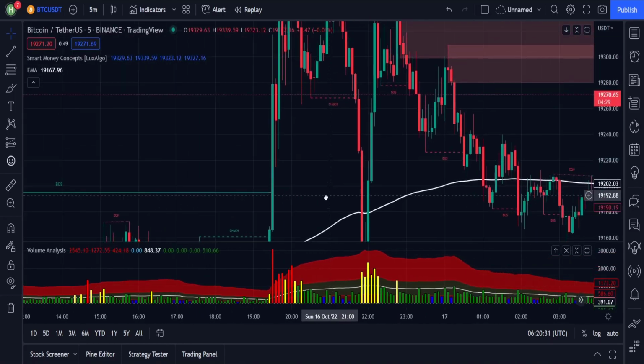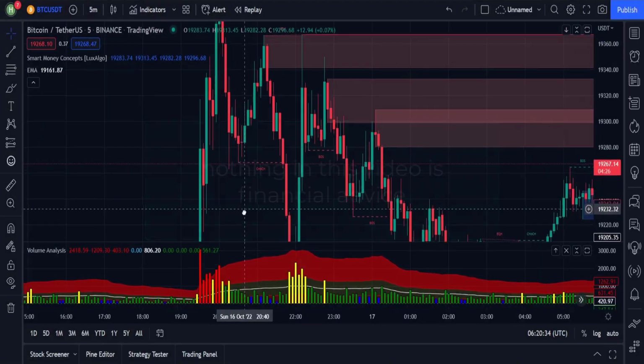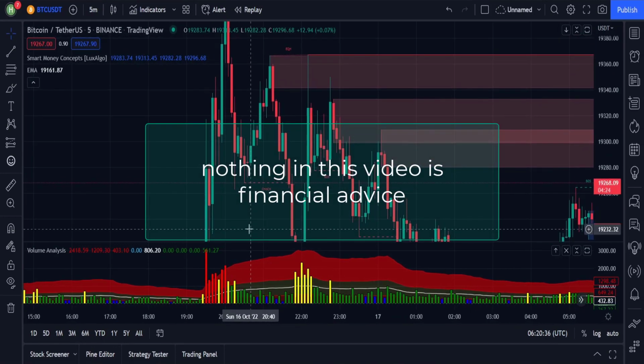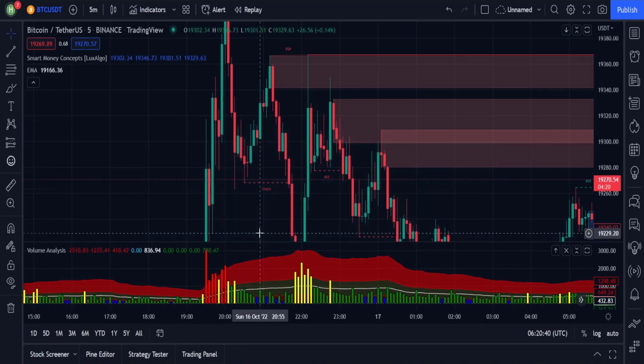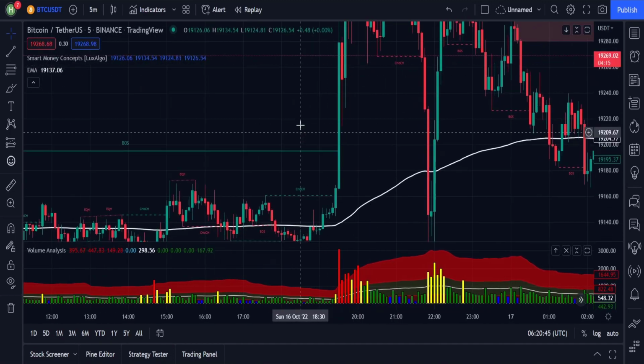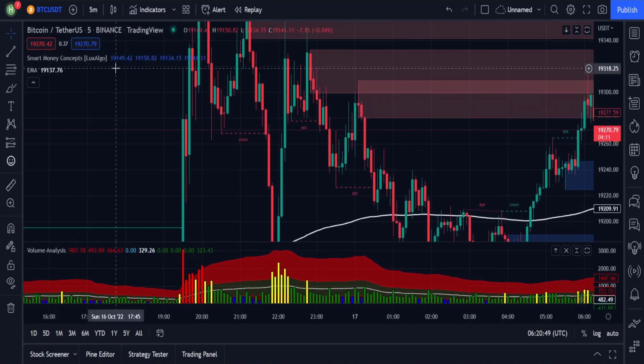In terms of time frames, it works best on a 5-minute chart. Before we start, nothing in this video is financial advice. It's all for informational purposes only. So this is what your chart is going to look like when we're done setting up our indicators. So I'll cross these out so that I can explain everything from the beginning.